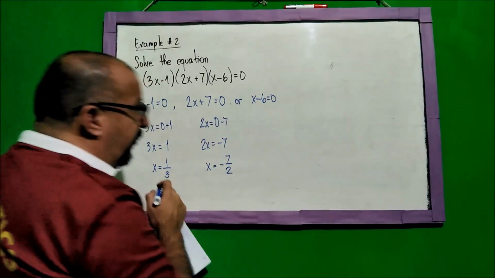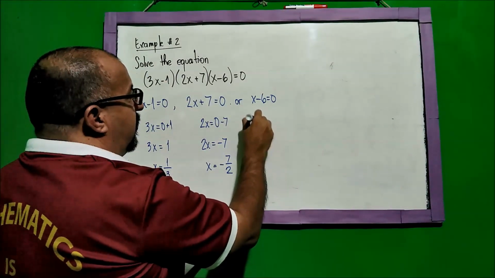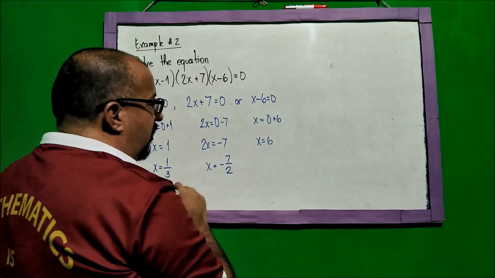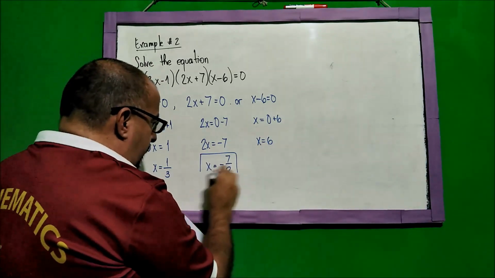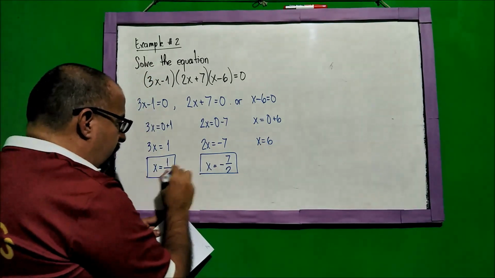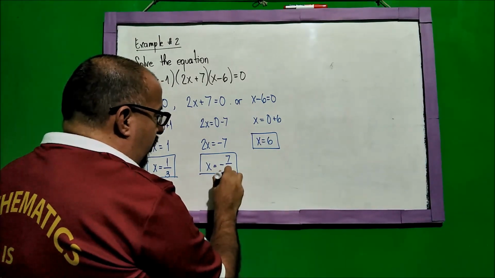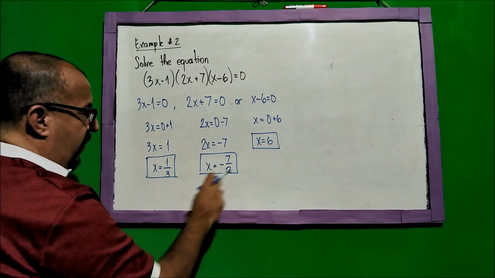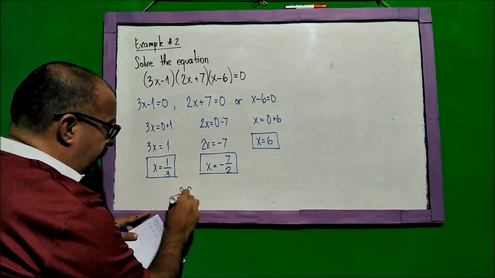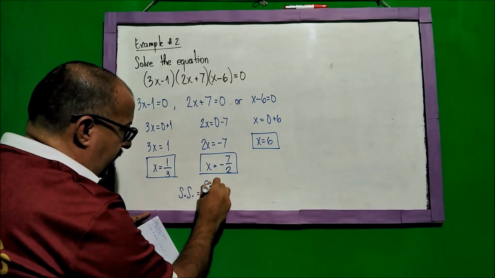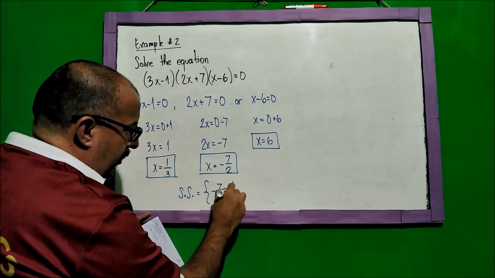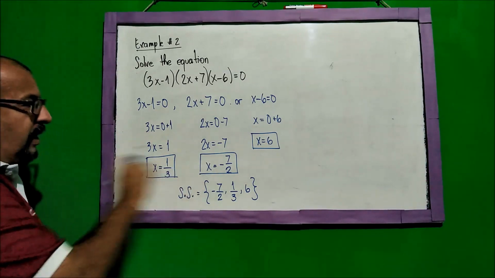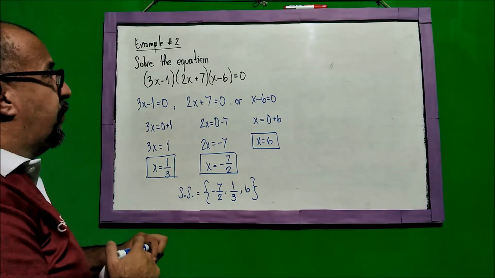And finally, we have the third factor, which is going to be x equals 0 plus 6, and finally x equals 6. So once you have identified your 3 possible solutions, then you proceed to write your solution set. Let's remember to put it in order. In this case, we have a negative number, so the solution set will be negative 7/2, positive 1/3, and finally positive 6. And there we have the 3 solutions to example number 2.